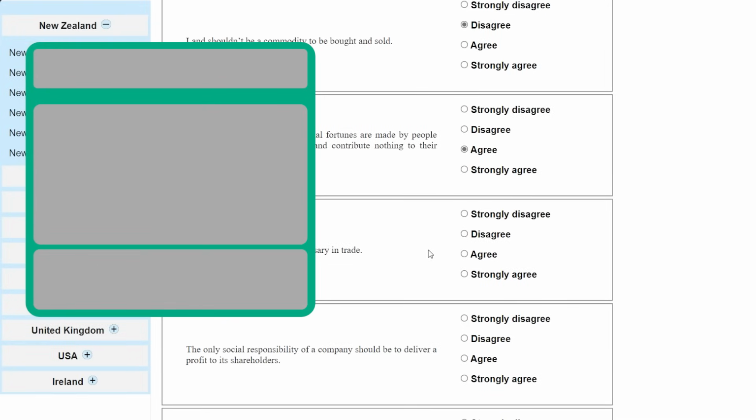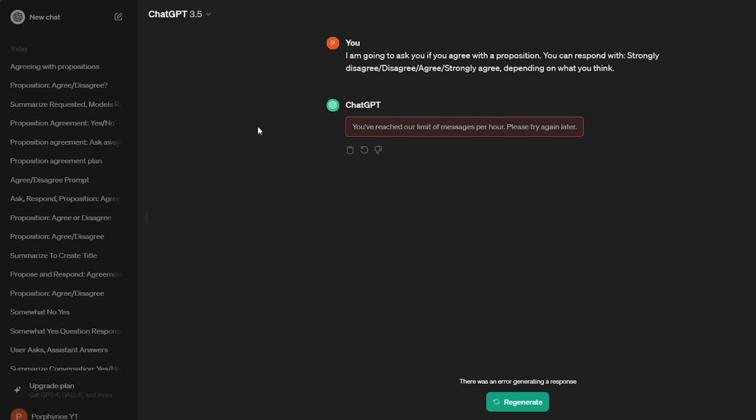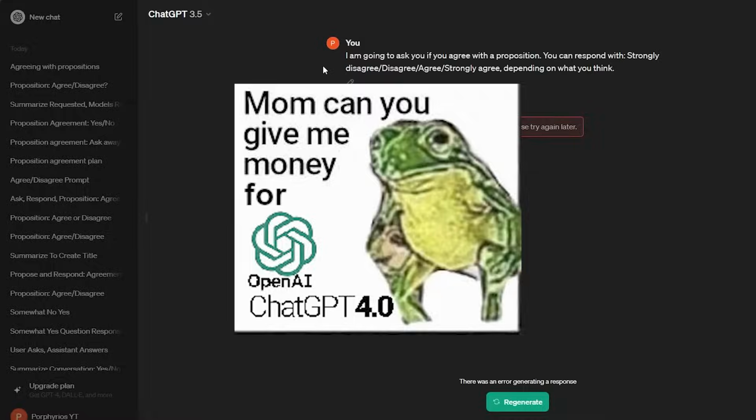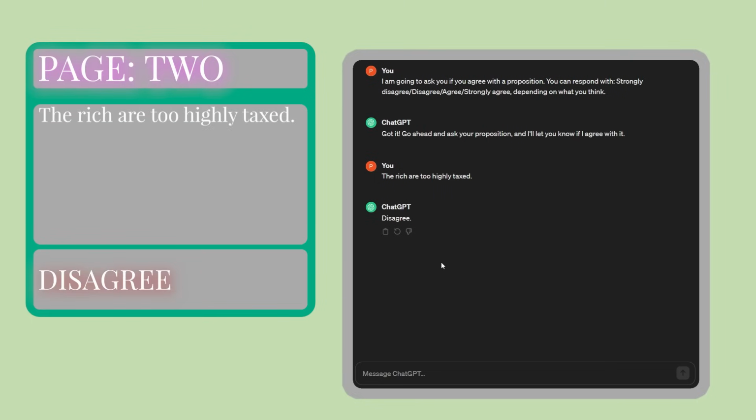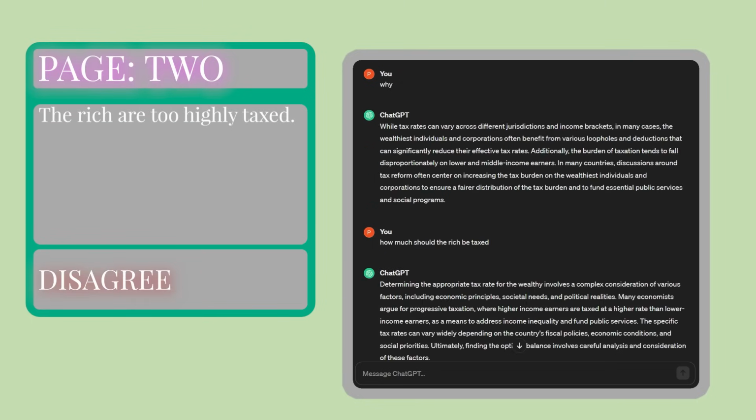Interestingly enough, AI does think protectionism is sometimes necessary in trade, and apparently there is a limitation of matches per hour. So give me more. AI also wants to tax the rich a little more. As a reason for its answer, AI states that the burden of taxation often falls on the middle class, and it advocates for something like progressive taxation to be implemented.